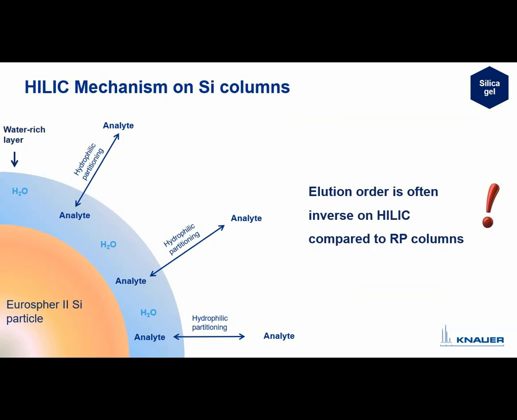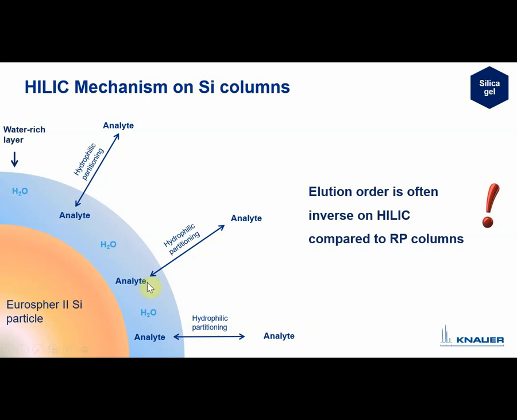Let's shortly see how this works. So maybe, for example, you have here your Eurosphere 2 silica particle. So a not modified particle, only silica gel. And with a mobile phase that typically consists of at least 80% acetonitrile and just 20% or even lower contents of water, you are flushing your column. If you use more water, you have the problem that the interaction may get lost. So this is a good number to start with, 20% of water.